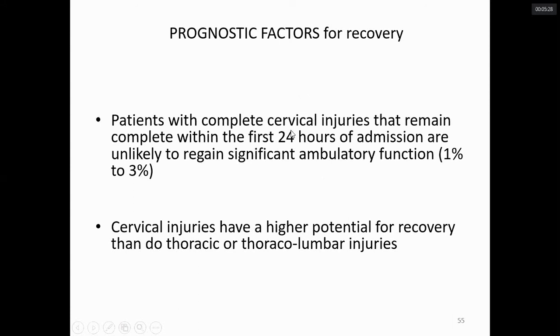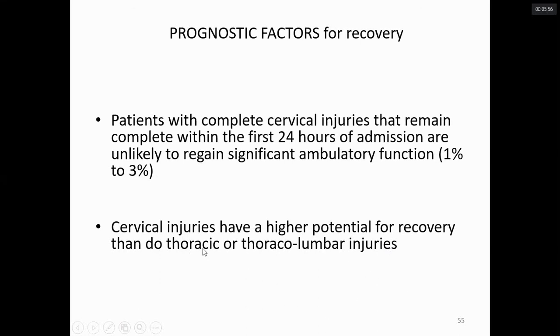So prognostic factors for recovery: patients with a complete cervical spine injury that remains complete within the first 24 hours of admission are unlikely to regain significant ambulatory function. Only 1 to 3% of patients may go on to ambulate. Otherwise, if there is a complete spinal cord injury, the patient will not regain full function. Okay.